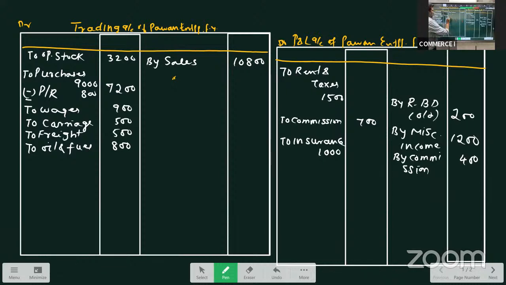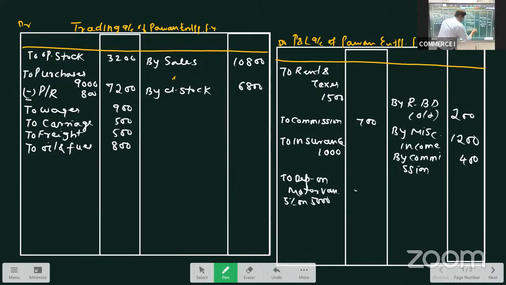Closing stock. Closing stock will come once in the trading account, and then we'll take it in the balance sheet asset side. Depreciation on motor van. What is the value of the motor van given? 5,000. On that, 5% depreciation is to be taken. So I'll take it here as 250. Then this 250 will be deducted from 5,000 on the asset side.